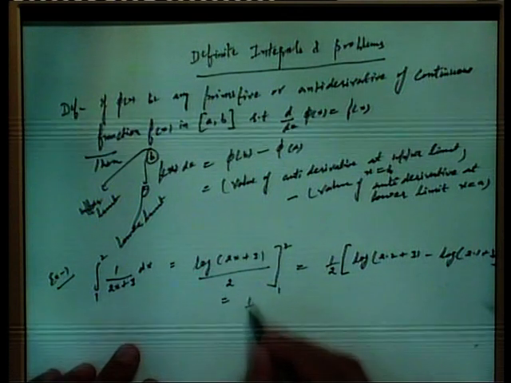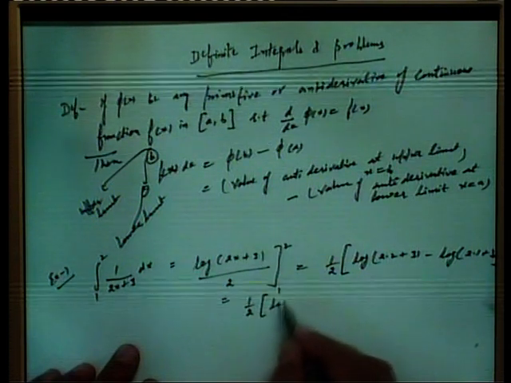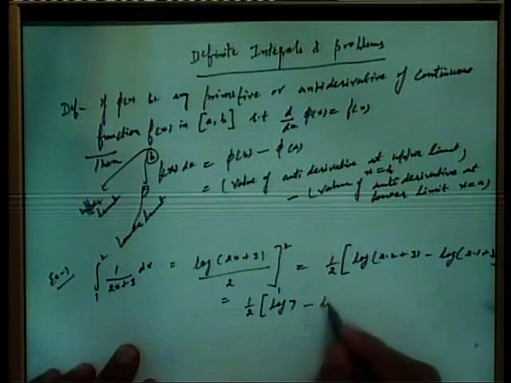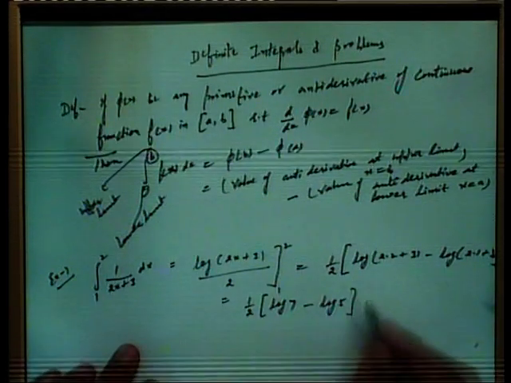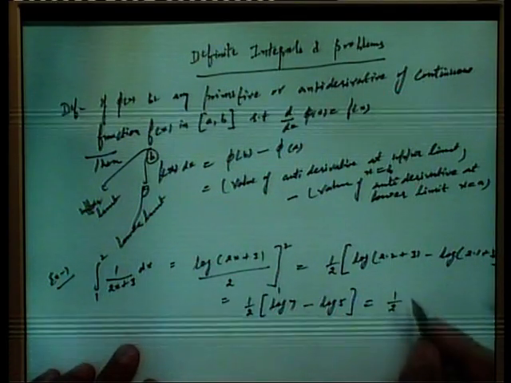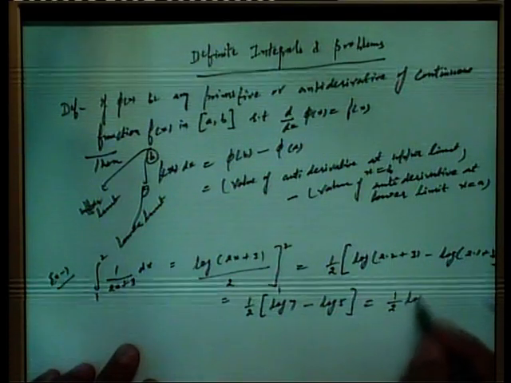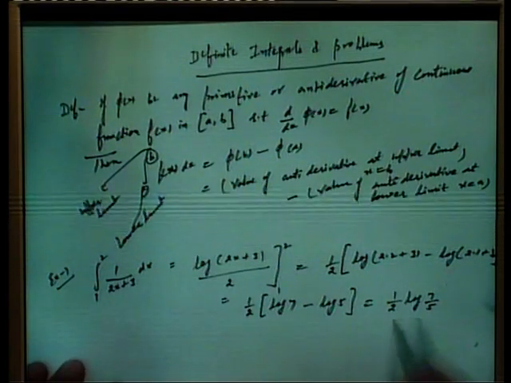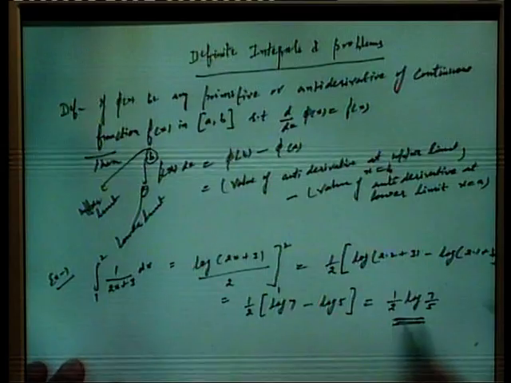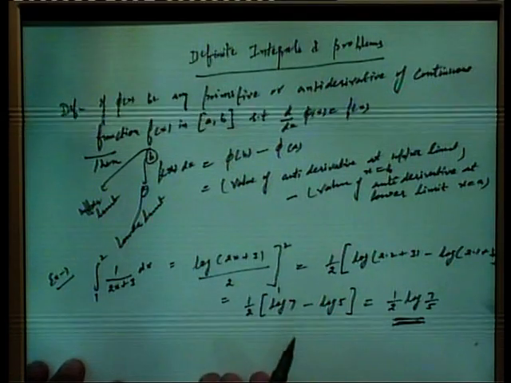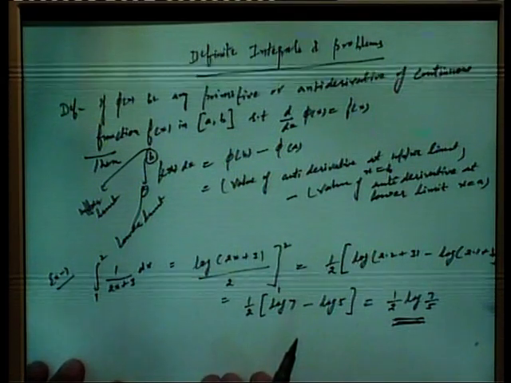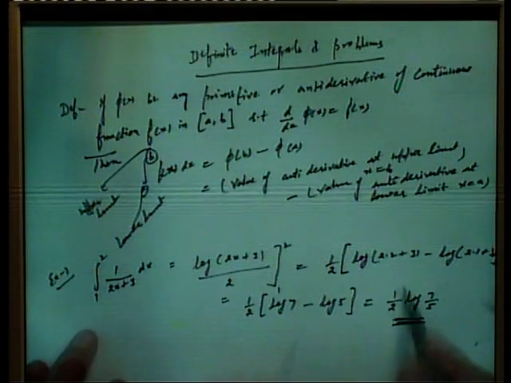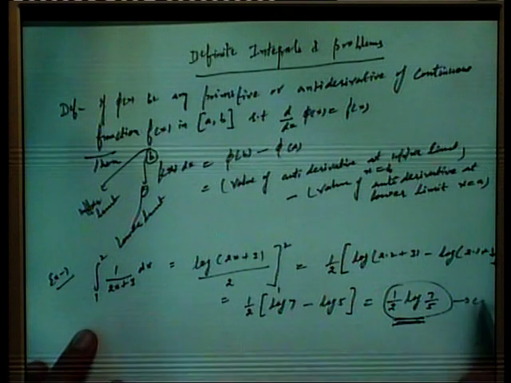We put the upper limit and the lower limit. So we can get 1 by 2 into log 7 minus log 5. So log a minus log b is equal to log a upon b. So this is your definite value. In the indefinite integral we get the answer in terms of some function, but here we get a definite value, that is the constant value.